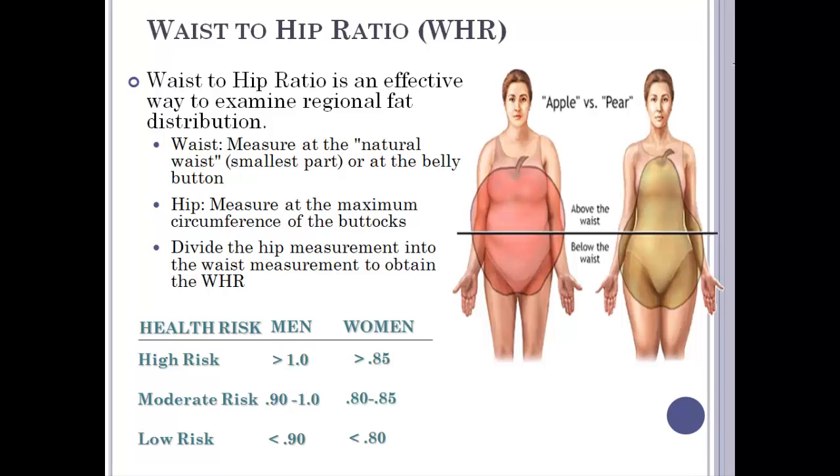When you divide your waist measurement by your hip measurement, you obtain what's called the WHR, the waist to hip ratio. And as you can see from this table, your health risk is largely dependent on what your waist to hip ratio is, knowing that people who are apples, meaning they have greater waist to hip ratio, tend to also have greater risk for disease.